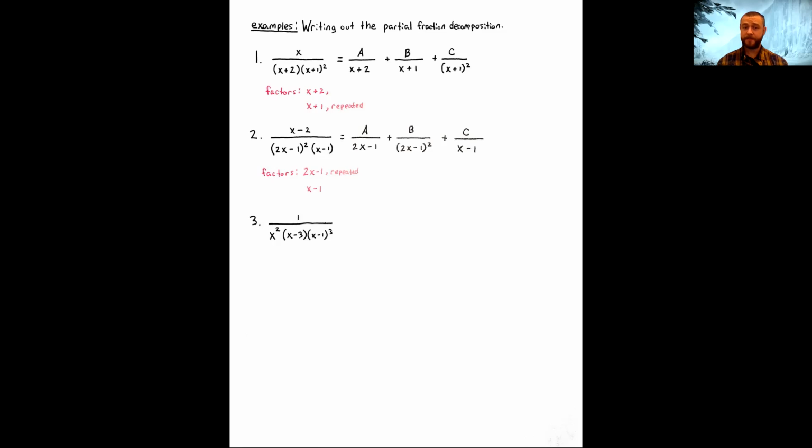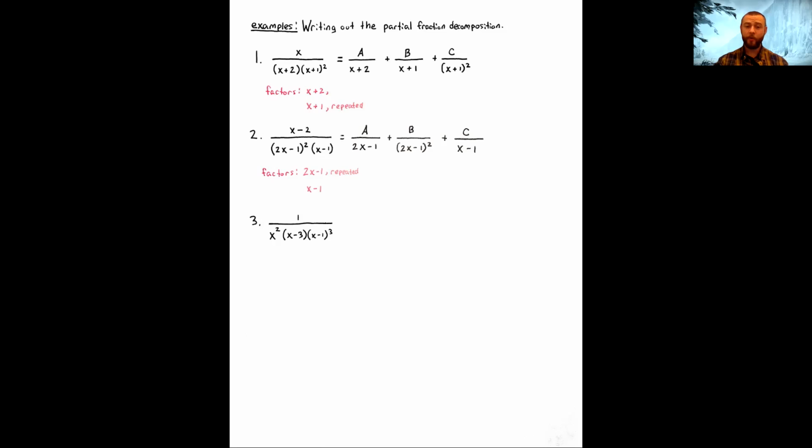All right, now this one's a little tricky. It involves several repeated factors, all of which are linear. First, identify your linear factors, no exponents. Your linear factors are x, x minus 3, and x minus 1. Now, the factor of x is repeated twice. That'll give you two partial fractions. The factor x minus 3 is not repeated. That'll give you one partial fraction. And then the factor x minus 1 is repeated 3 times. That will give you 3 partial fractions.